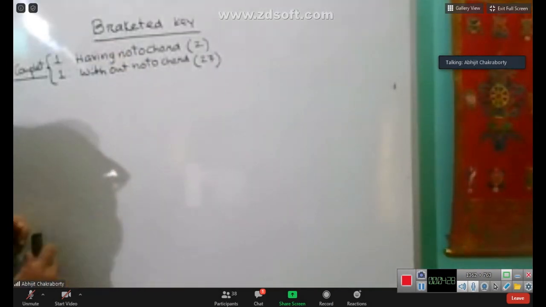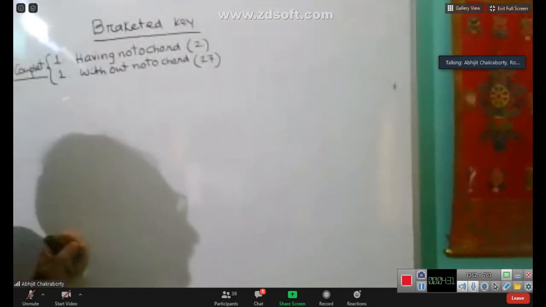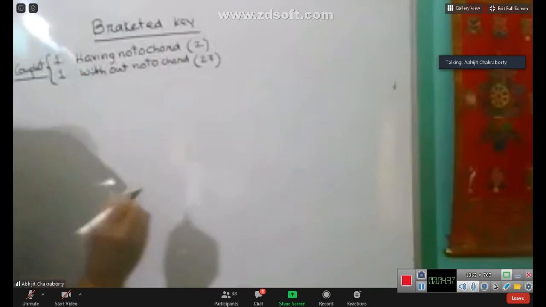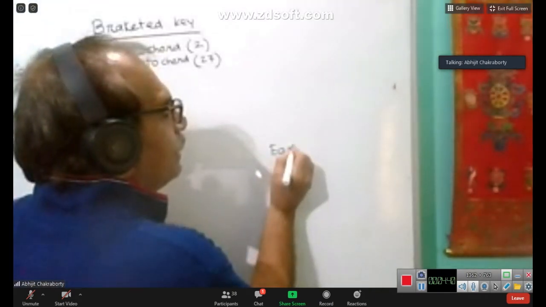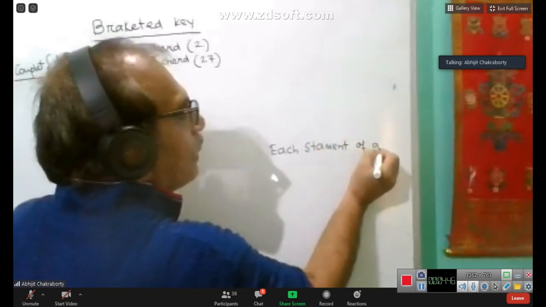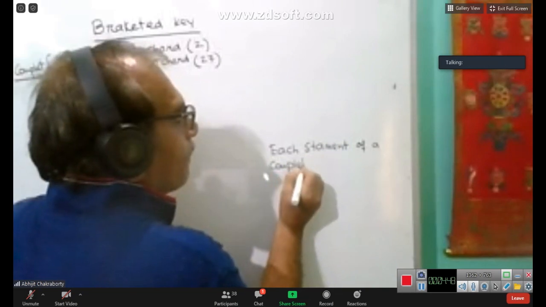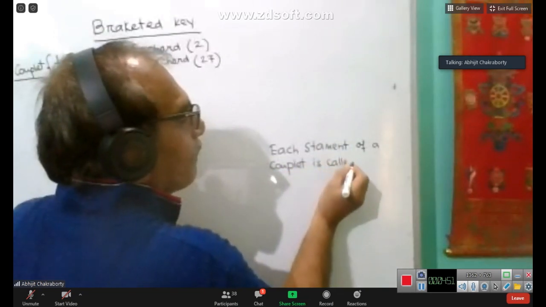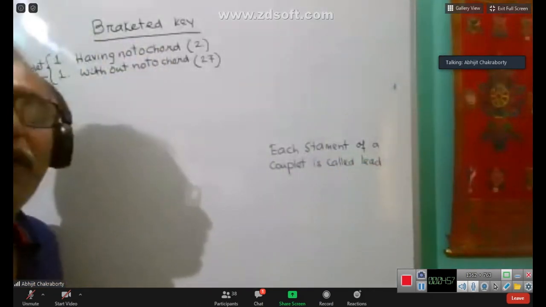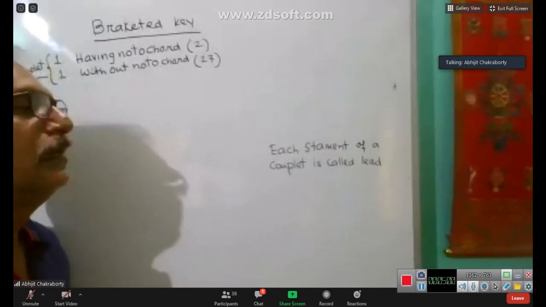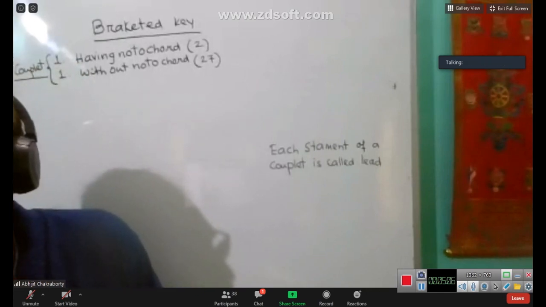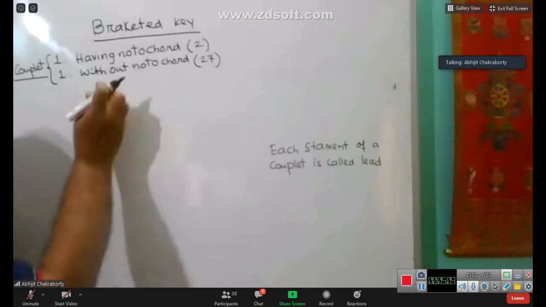Now, remember this thing, each statement of a couplet is called a lead. So, having notochord is a lead. So we can write: each statement of a couplet is called lead, L-E-A-D. Two leads together form one couplet. Now, this is the first couplet.